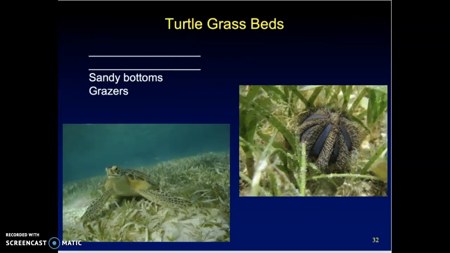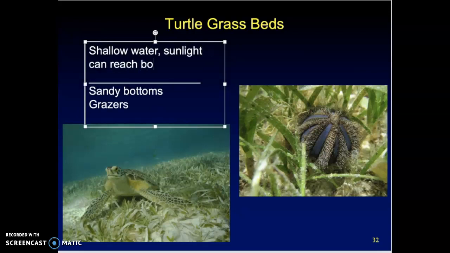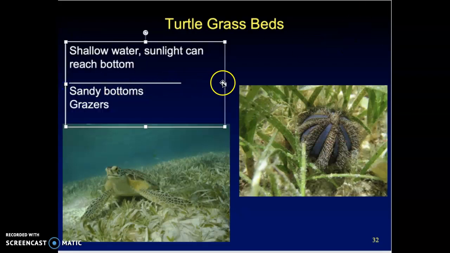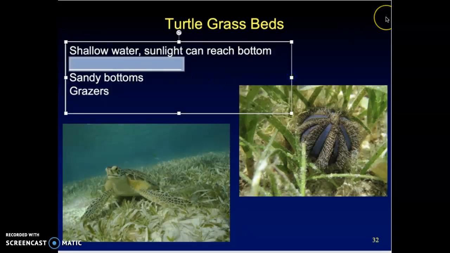Okay, so if we're at the mangroves and then we push our way out, if it's shallow enough water, we're going to go through turtle grass beds. Now, turtle grass beds are shallow. They might be 6 inches, might be 6 feet, but these are found in the shallow water where sunlight can easily reach the bottom of the water column here. Let's get that up there. All right. The bottoms tend to be very sandy.